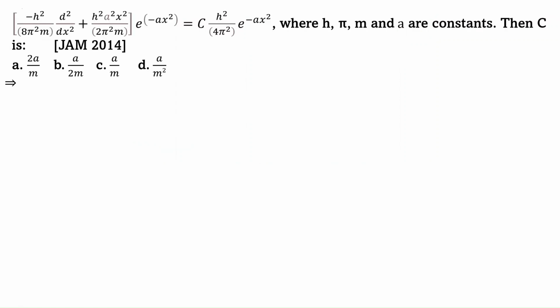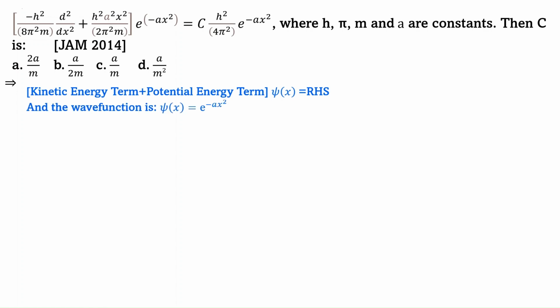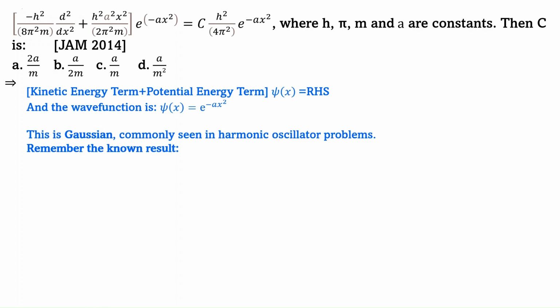Now our next question. This question was asked in JAM 2014. We all know how to solve this type of question. Today we will learn the trickiest way to solve this type of question. So what is given here? On the right hand side we are given the kinetic energy term plus the potential energy term acting on psi of x, and the wave function is psi of x equals e to the power minus a x square. This is a Gaussian and commonly seen in harmonic oscillator problems.